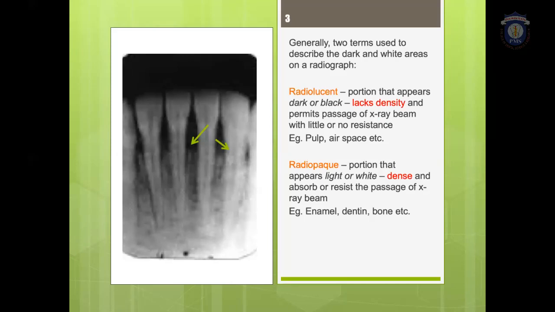The next terminology is radiopaque. It is a portion that appears light or white. It is dense and it absorbs or attenuates the X-ray beam, or resists the passage of the X-ray beam. Example, the enamel, dentine, bone, etc.